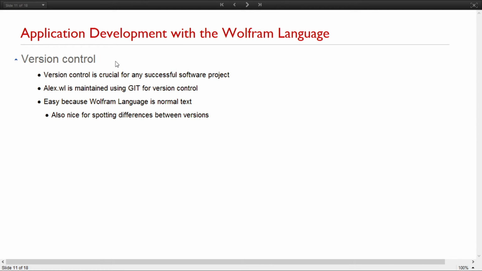So version control, it's critical for any successful software project. And Alex, because it's in a package form and it's a text form, it's very easy to maintain it using Git. And because it's raw text, you can do diffs on the different versions really easily. So it's nice as opposed to using a notebook, which has a lot of cells and a lot of additional text if you actually look inside of it, and that makes it a little bit more difficult for the version control.